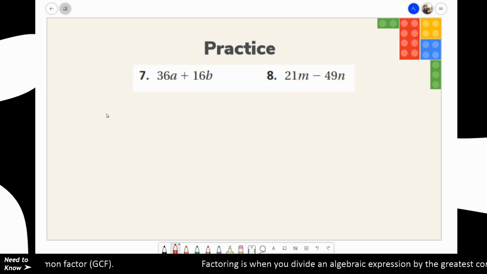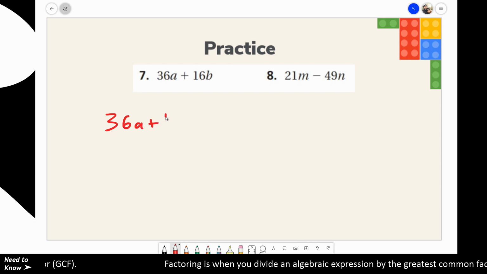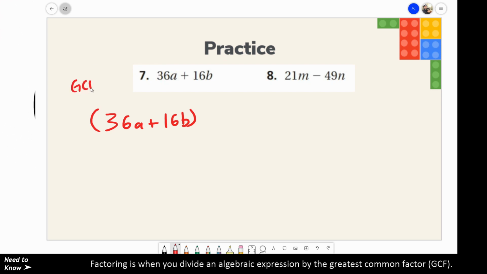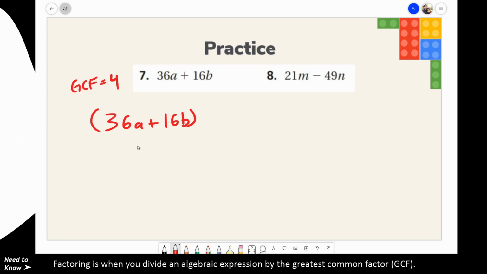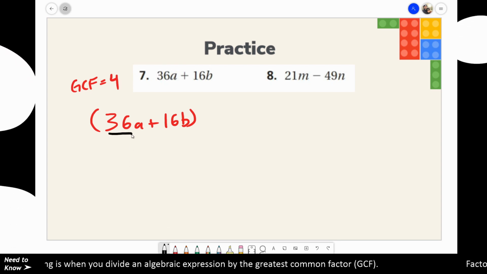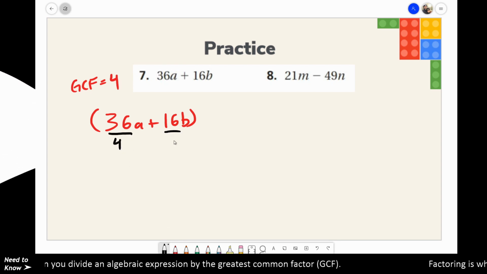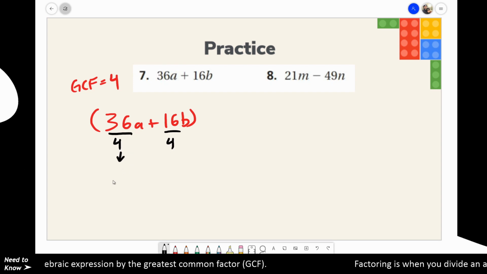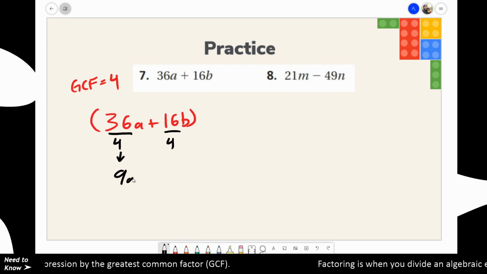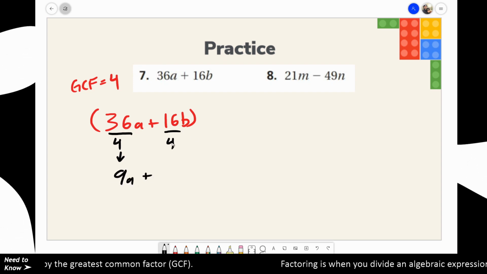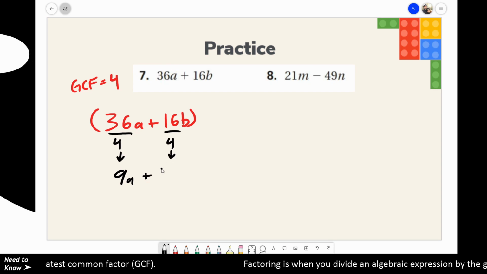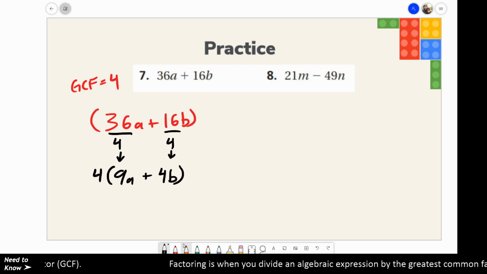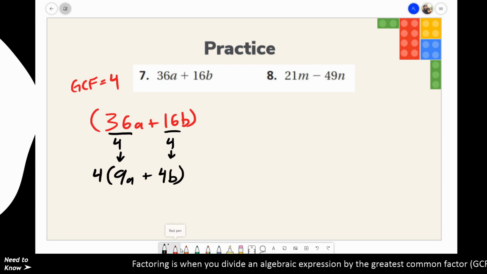Next, let's try 36a plus 16b. Well, the GCF of 36 and 16 is 4. So I'm going to divide 36a by 4 and 16b by 4. Well, 36 divided by 4 is 9, so 36a divided by 4 is going to be 9a. 16 divided by 4 is 4, so 16b divided by 4 is a 4b. And then the GCF goes outside the parentheses. So I have 4 groups of 9a plus 4b.